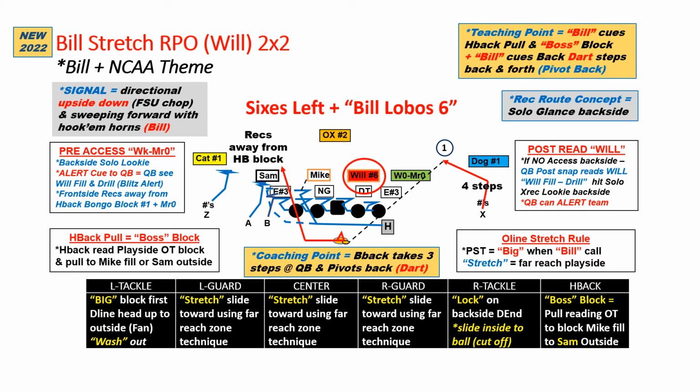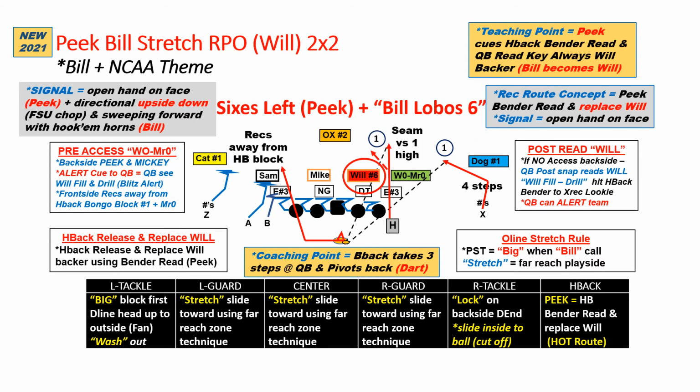He would take his 5 steps, plant, and read with H-back running his boss block, pulling to the SAM backer. We can also do this now with the peak signal, so we get the H-back to free release, same exact play.